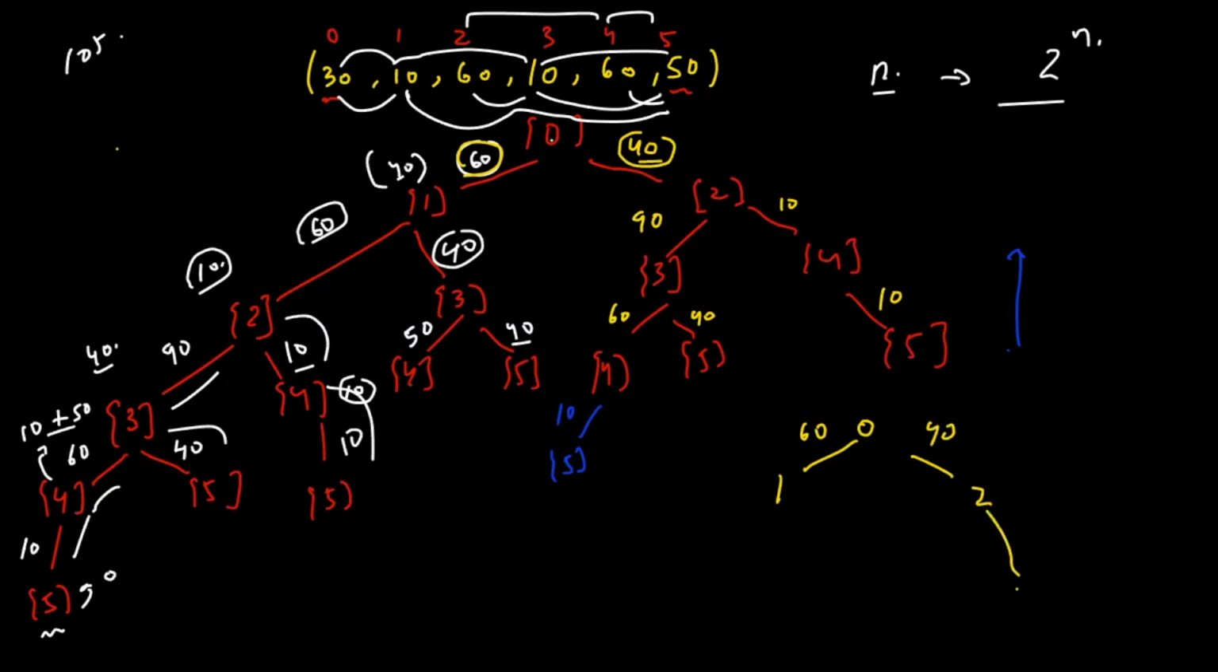If you want to move till the end, that is 5, which one is the better path eventually? You can see 40 is the better path. So 40 will be our answer. So this was about the logic. Now let's see how we can write the code.